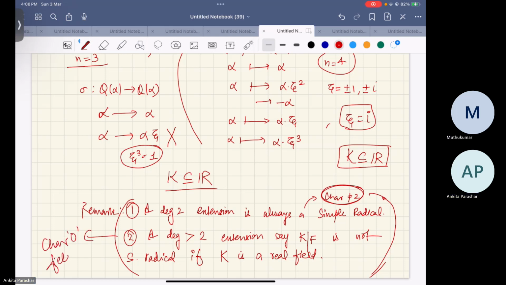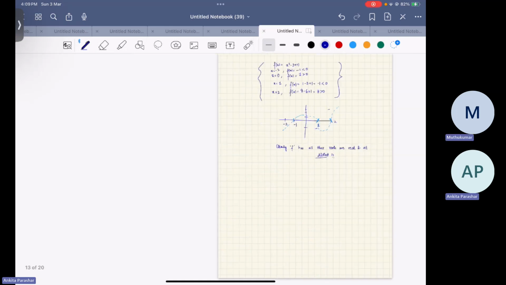Yes. Oh, characteristic not equal to 2, the condition. Yeah. So Q is of characteristic 0, right? Degree 2. This is okay, right? Okay, now Okay. you can proceed.